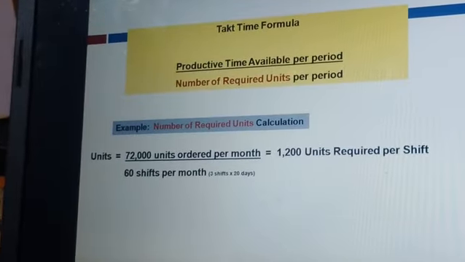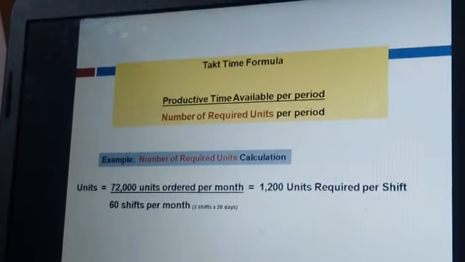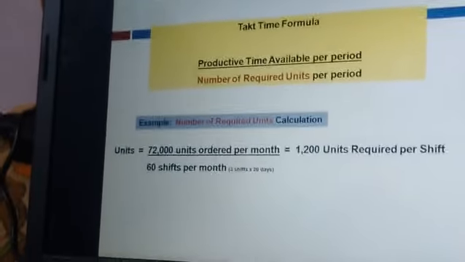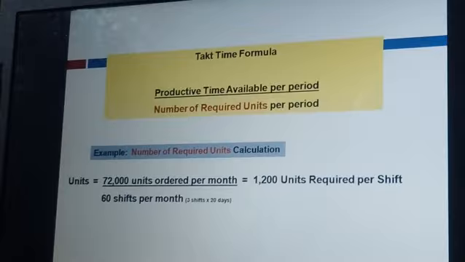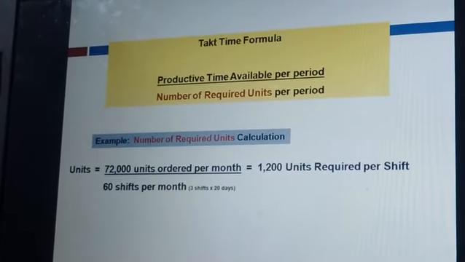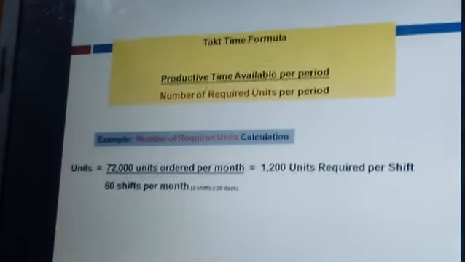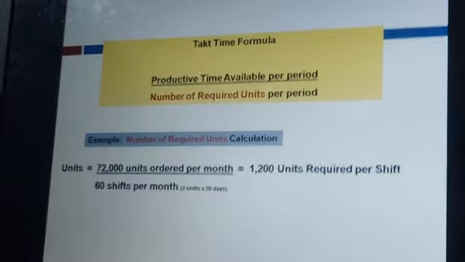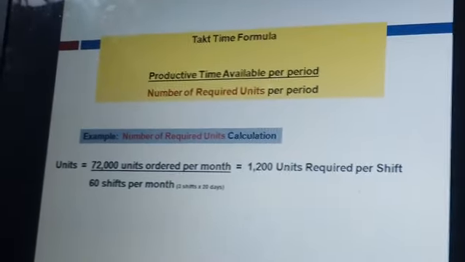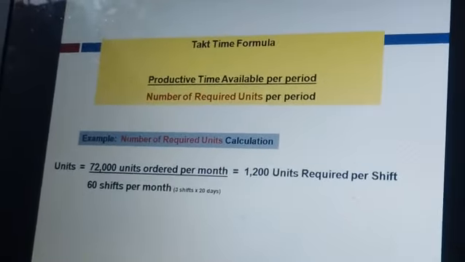So takt time is the production time available per period divided by the number of required units per period. For example, the number of required units calculation: 72,000 units ordered per month. How many units are required? The available time is 60 shifts per month. So 72,000 units divided by 60 shifts per month equals 1,200 units required per shift.